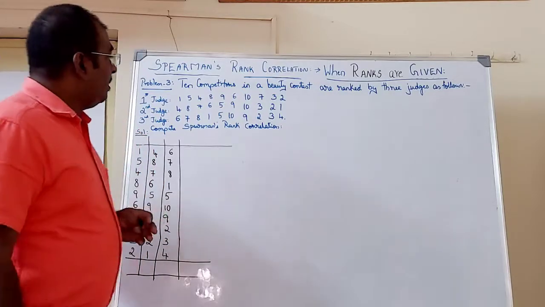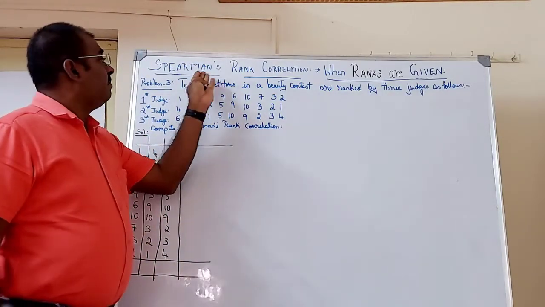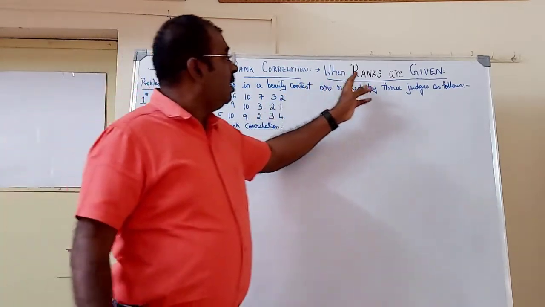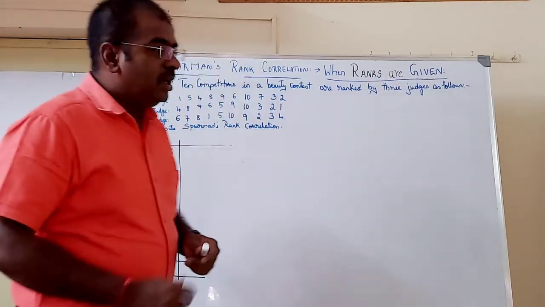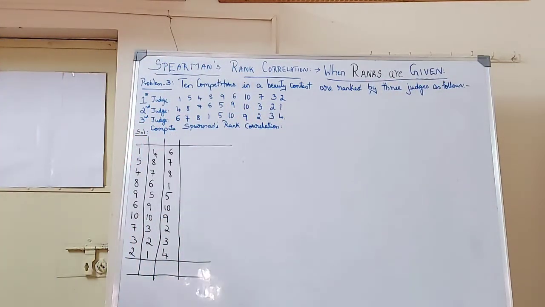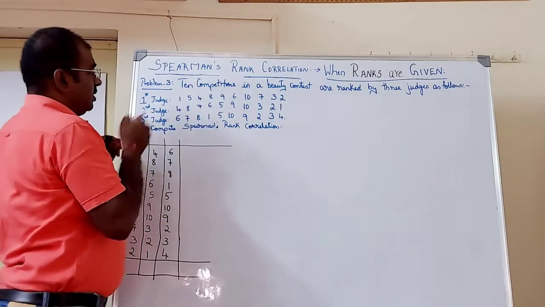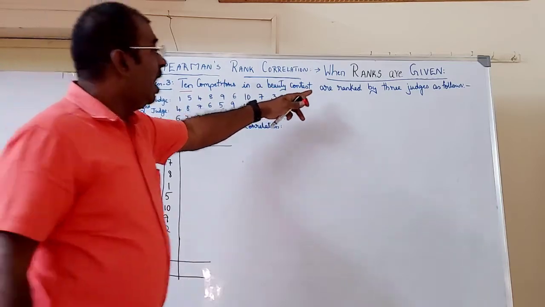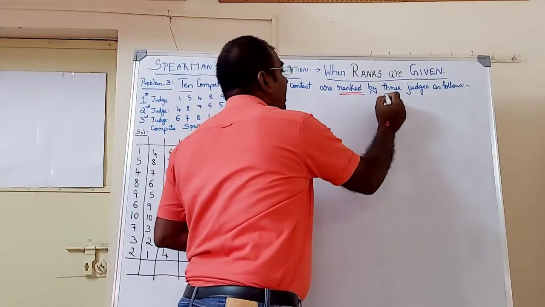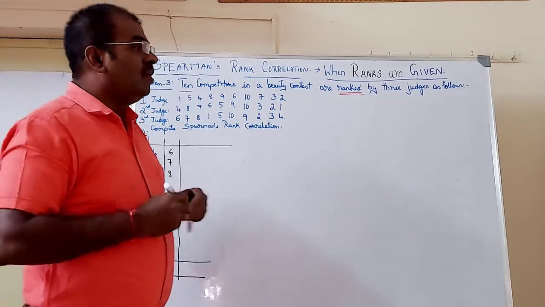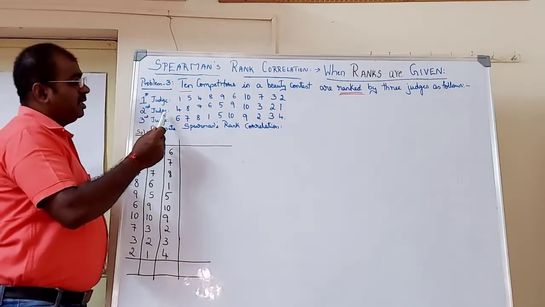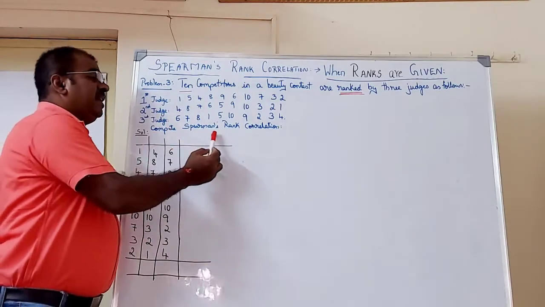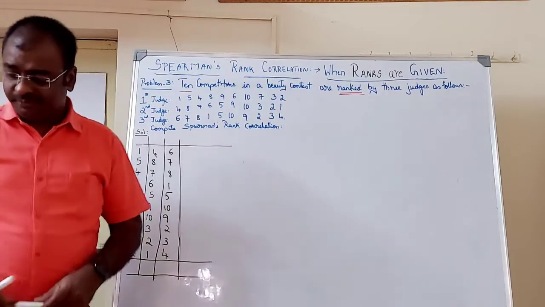Now, let us look at one more problem in computing Spearman's rank correlation. This problem follows the same method when the ranks are already given. If you observe the problem, it says 10 competitors. So the total number of competitors is 10 in a beauty contest, ranked by 3 judges as follows: judge number 1, judge number 2 and judge number 3.